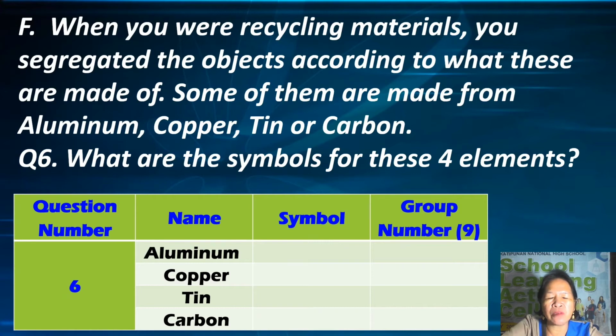Okay, aluminum has a symbol of capital A and small letter L. How about copper? What do you think is the symbol for copper? Okay, copper has a symbol of Cu. Why do you think it has a symbol Cu? In fact, there is no letter U in the word copper. It's because its symbol is taken from its ancient name cuprum.